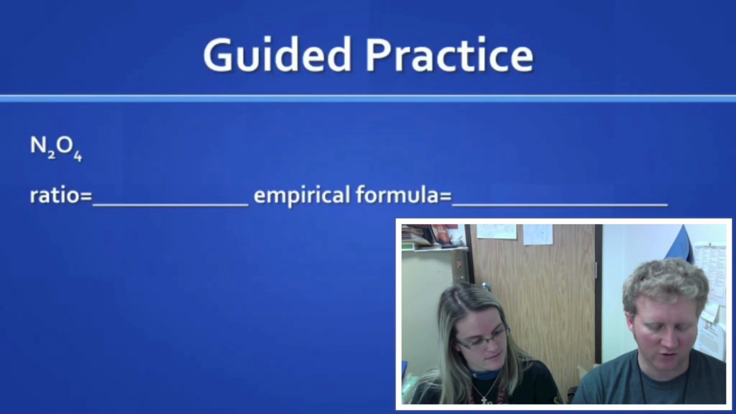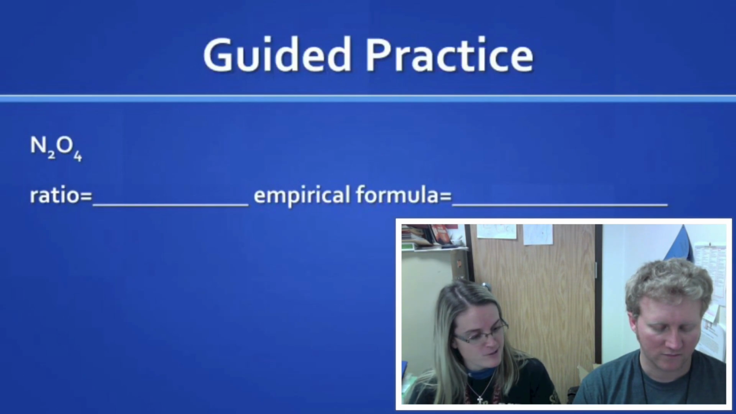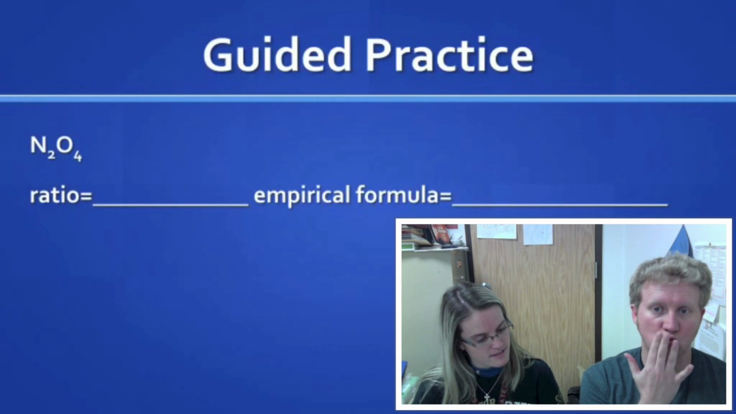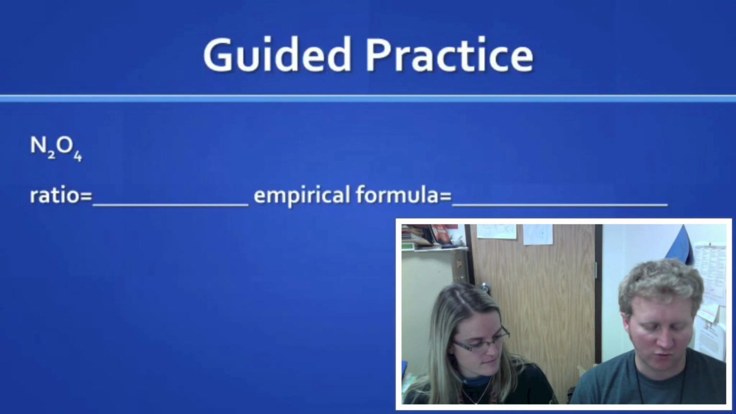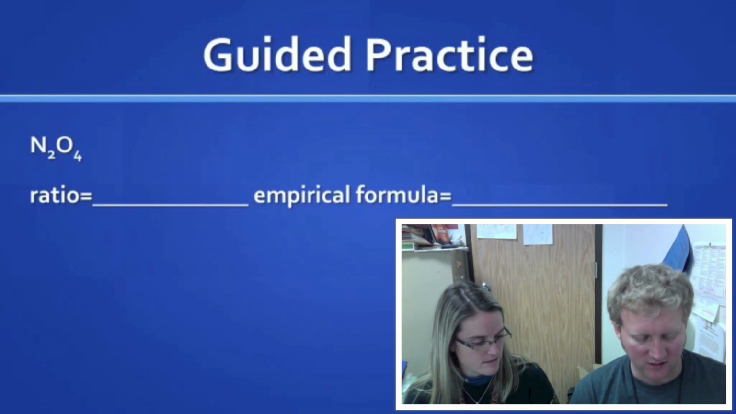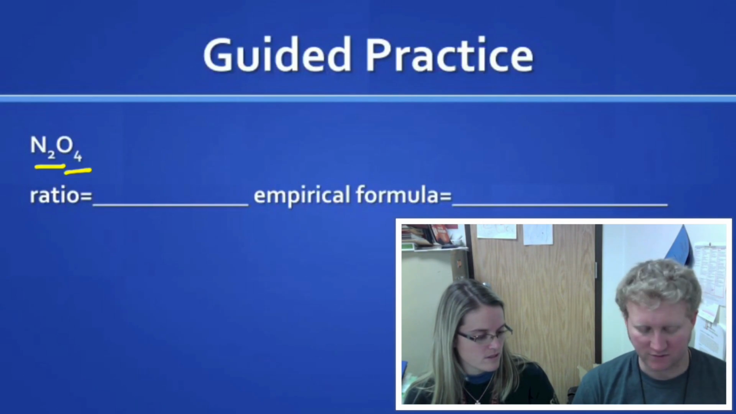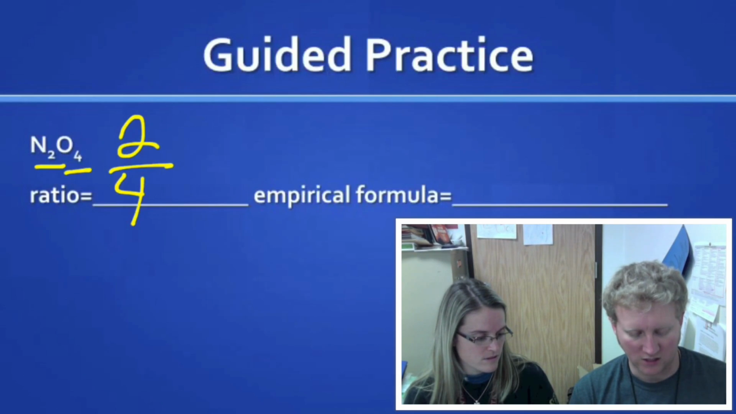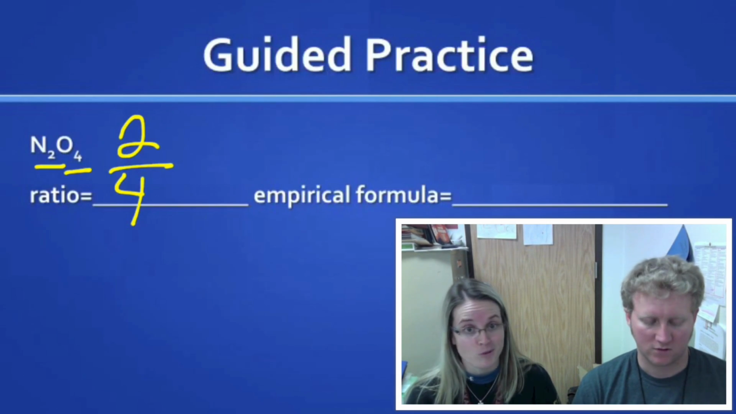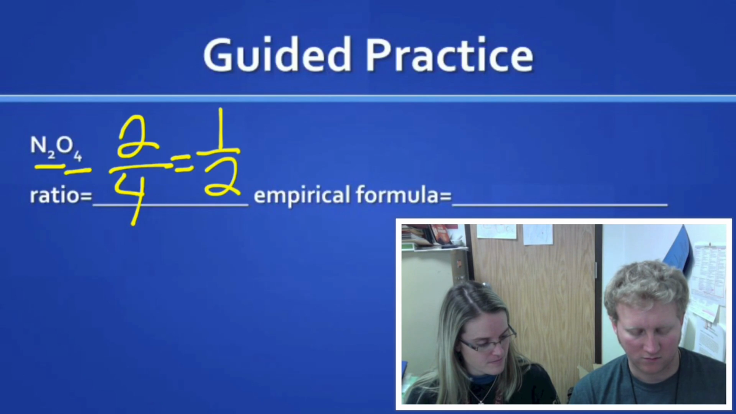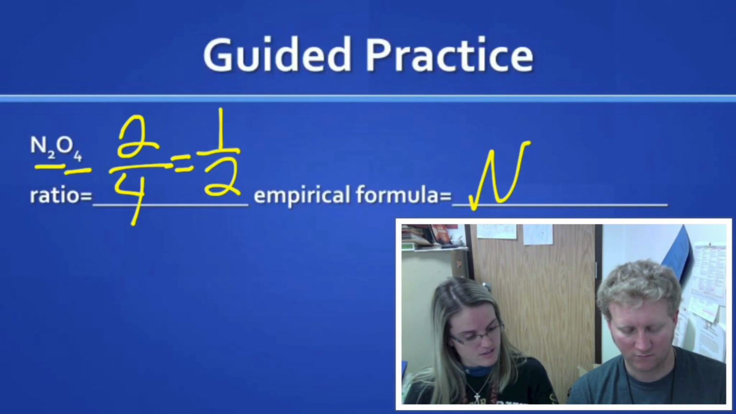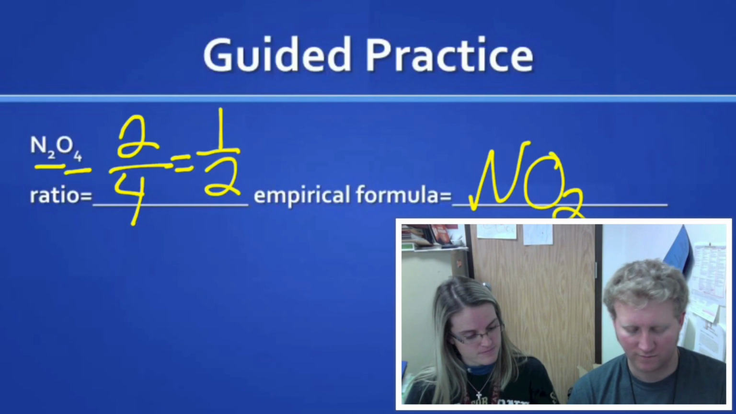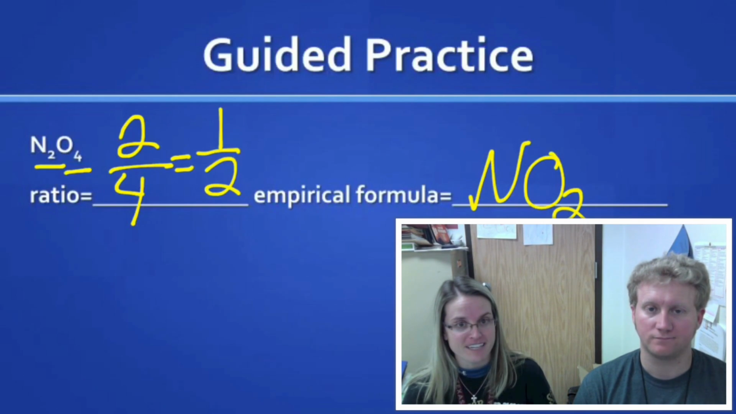Okay, let's take a look at the other one. Whoa, nitrogen in there. But all the same principles still apply, so we can still take the subscripts. It's just 2 to 4. And 2/4 is 1/2 again. So my empirical formula would be just 1 N and 2 O, so NO2. There we go. I like this.